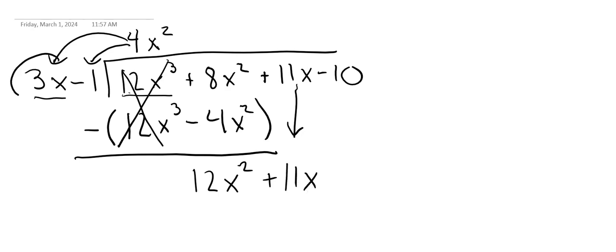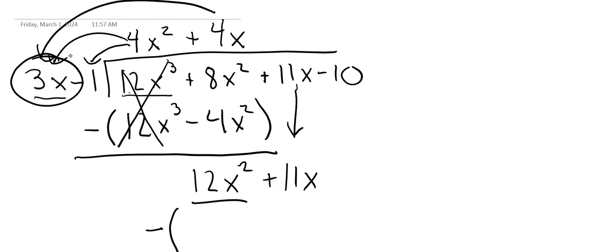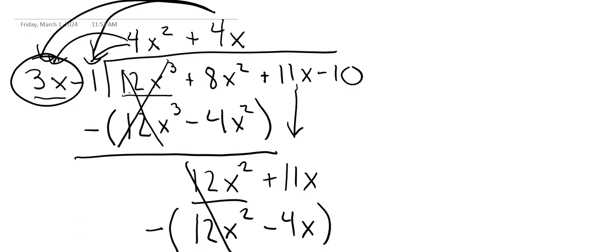We ask ourselves, 3x times what will get me 12x squared now? And that's going to be another 4, but now it's just going to be an x, right? And then I do the same process. Subtraction, parenthesis. 4x times the 3x is the 12x squared, right? That's why I chose 4x. But don't forget about 4x times -1, so minus 4x. We subtract again. If we've done this correctly, they cancel out.